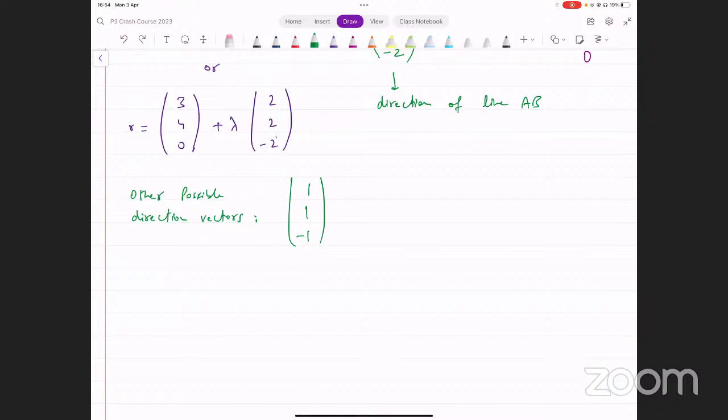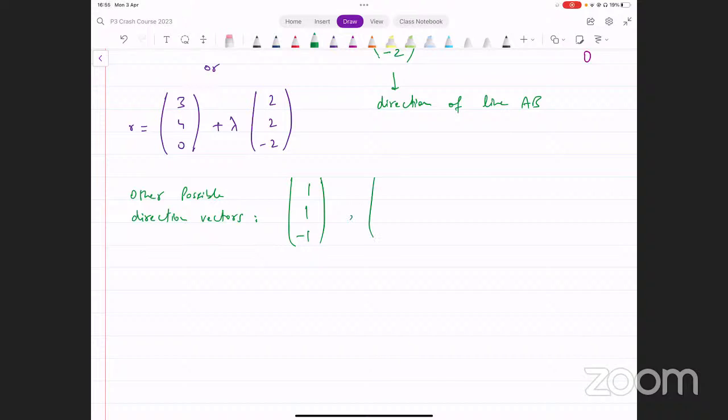2, 2, minus 2. If you take 2 common from this, you could write it as 2 into 1, 1, minus 1. So this vector is in the same direction as this vector. We could use this instead of the direction vector. You could use 1, 1, minus 1 as well.